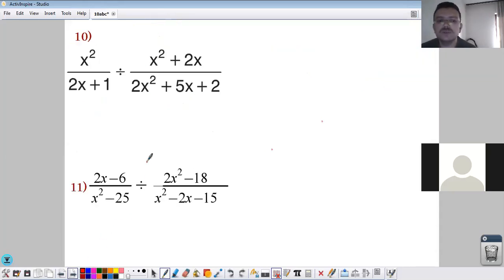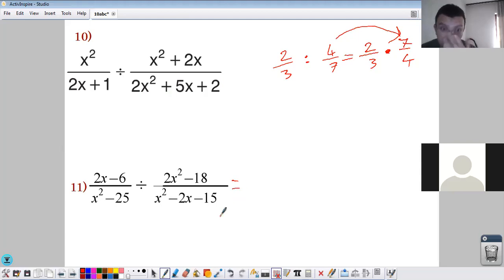Let's do one also with the division idea. In division, you just need to do it like in 5th or 6th grade. When you have 2 over 3 divided by 4 over 7, you change the division into multiplication. You keep the first one the same, change division into multiplication, then you flip the next fraction, 7 over 4. It's exactly the same thing.